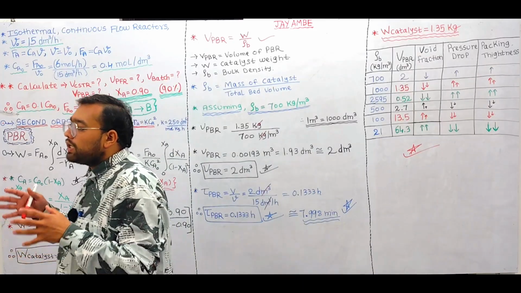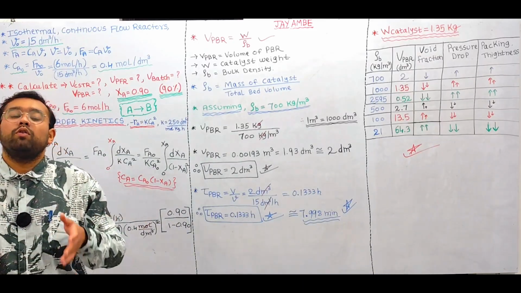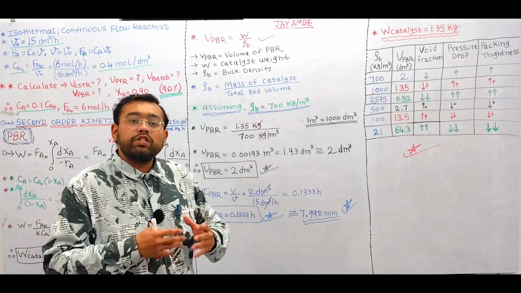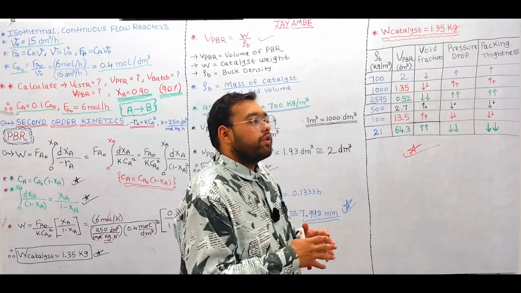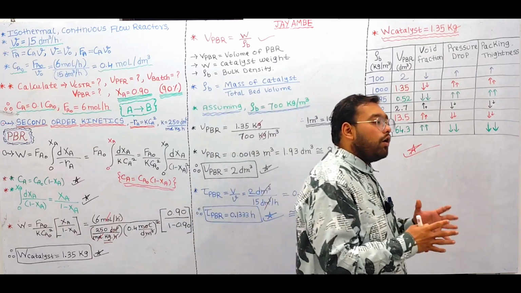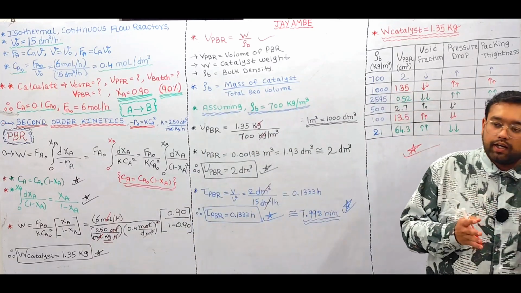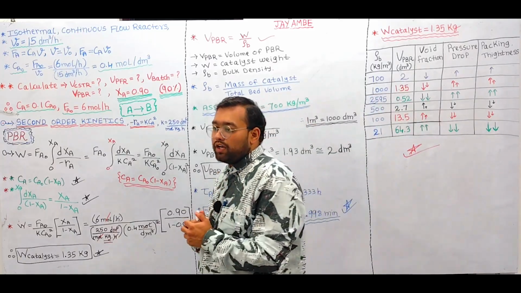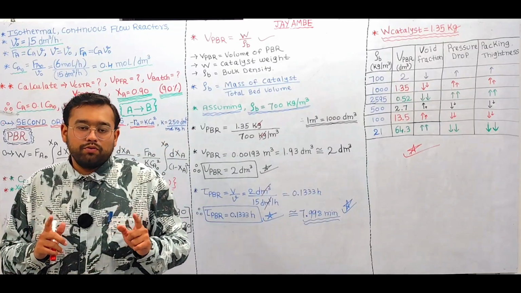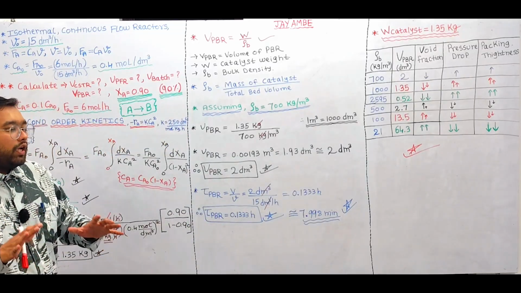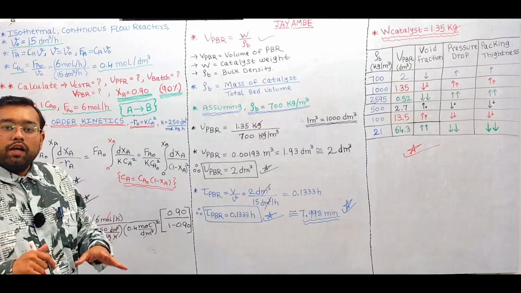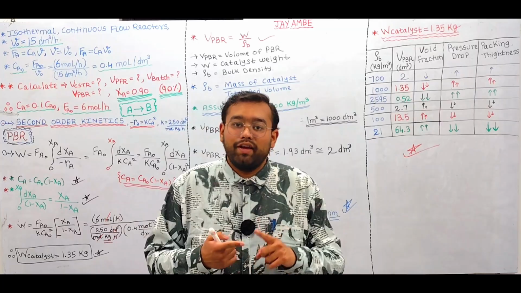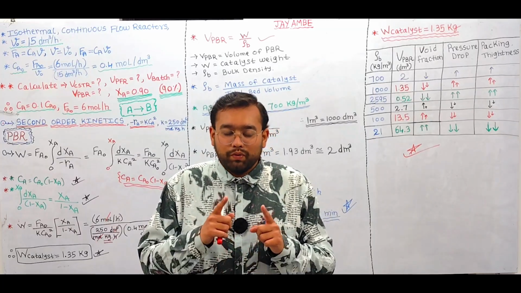We are trying to analyze how large a volume of reactor we require, how much reaction time we require, and how much weight of catalyst we require in order to achieve the desired conversion of 90%. I hope you have understood. In today's lecture we have completed the entire industrial numerical example which follows second order reaction kinetics.